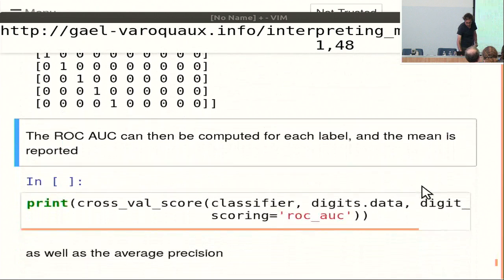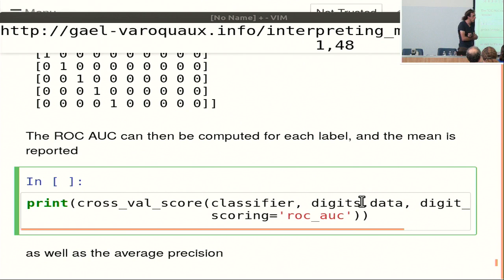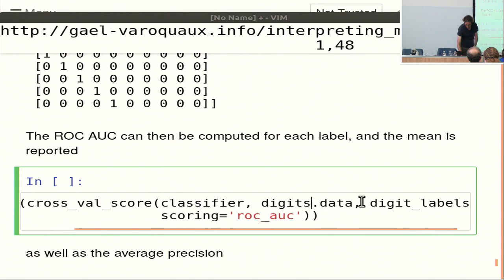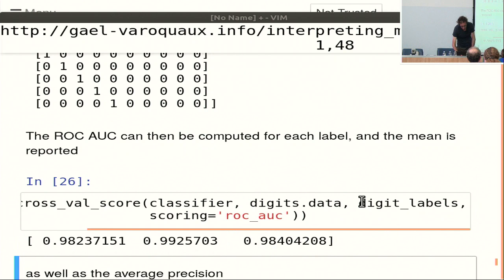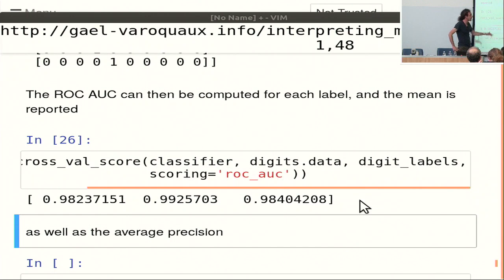And then the good thing is that now we can compute AUC for each label separately. So now with this new target, that I call labels, not classes, I can compute the area under the curve. And then I get the average area under the curve over all targets.